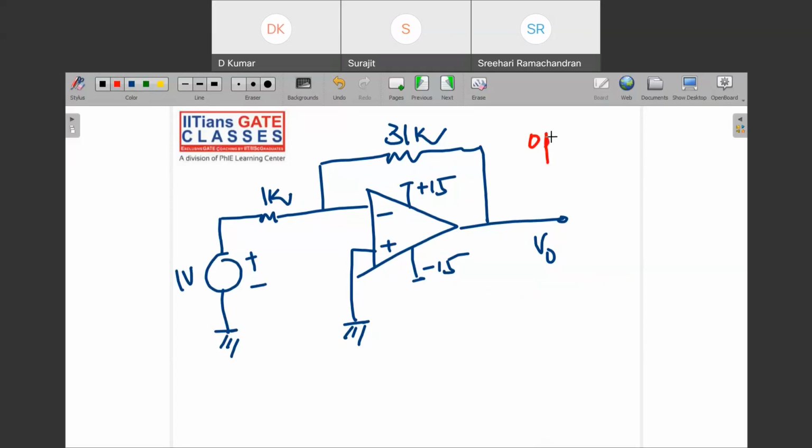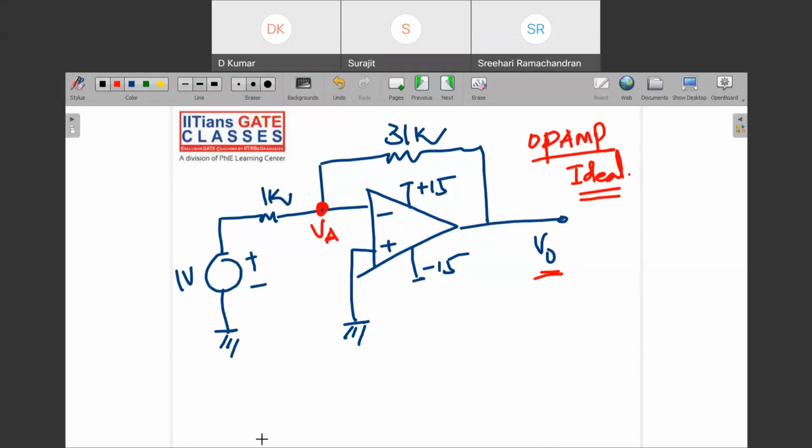Minus 15 volt. Yes, the op-amp is ideal. In the question, they mentioned an ideal op-amp. So what many aspirants think, and they did not ask about V0. They ask about the potential at VA, this point. What is the VA value? It's a potential.